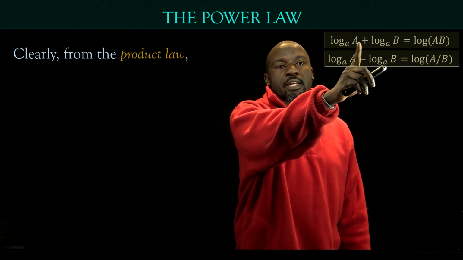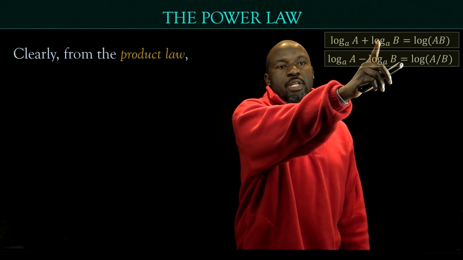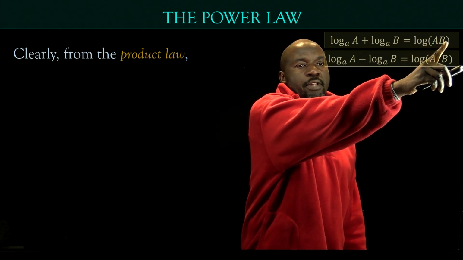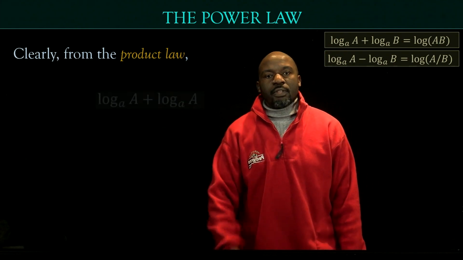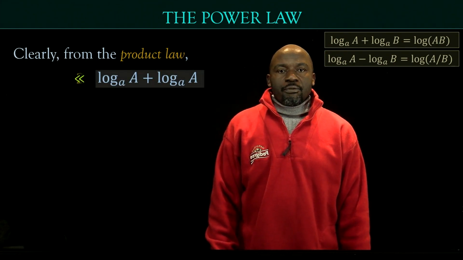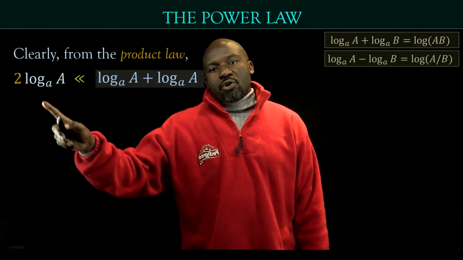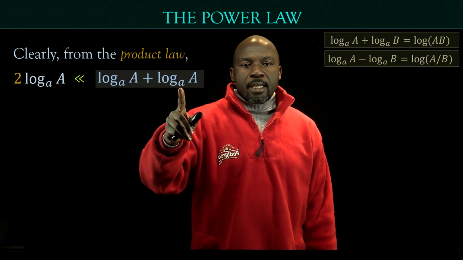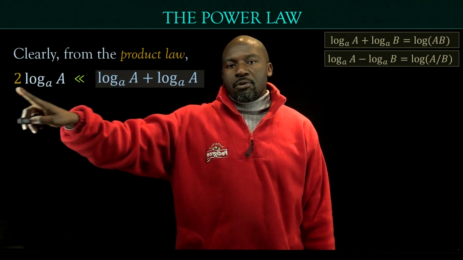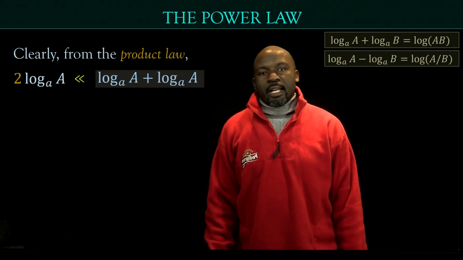So we can see that log of A plus log of B must be log of A times B, if that is also A. Based on that law, log of A plus log of A, obviously there are 2 of them. So we can say this is 2 log of A, on the left-hand side.